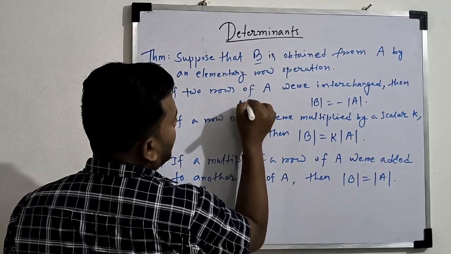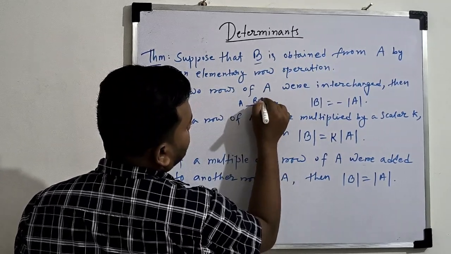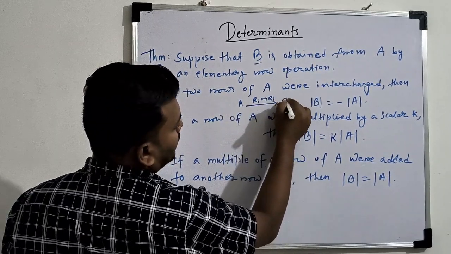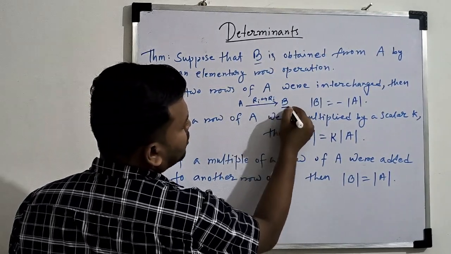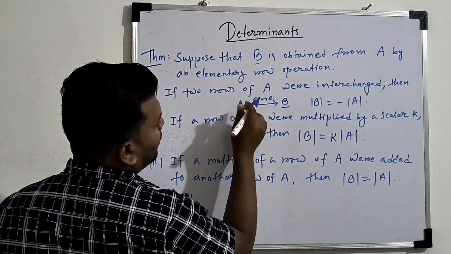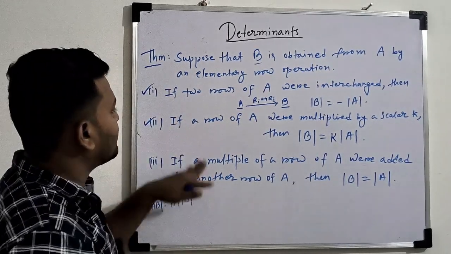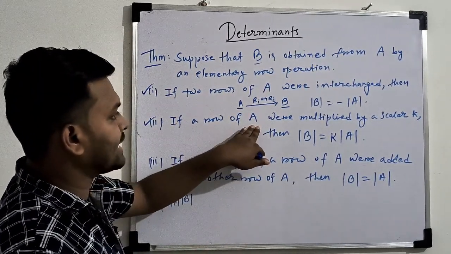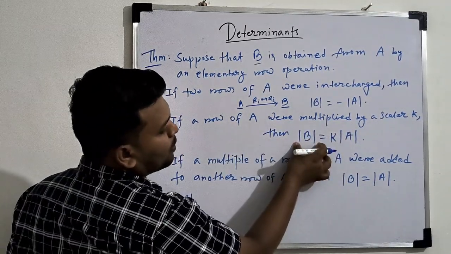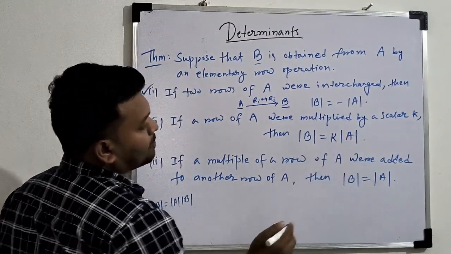So if we applied the row operation Ri Rj on A, that is interchanging two rows, and we get B, then the determinant of this new matrix will be the same as the determinant of the matrix A but with a negative sign. And the second one is, if a row of the matrix A were multiplied by a scalar k, then the determinant of the new matrix equals the scalar times the determinant of the previous matrix.